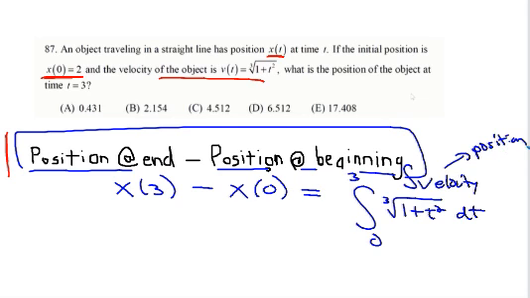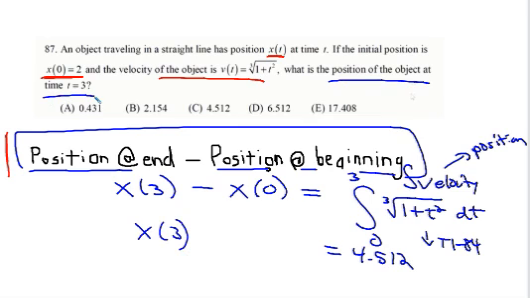All right? This side over here on the right, we can just use the TI-84 and do Math 9. This value over here is 4.512. I'm looking for x of 3 because we want the position of the object at time 3. They give me x of 0, which is 2.